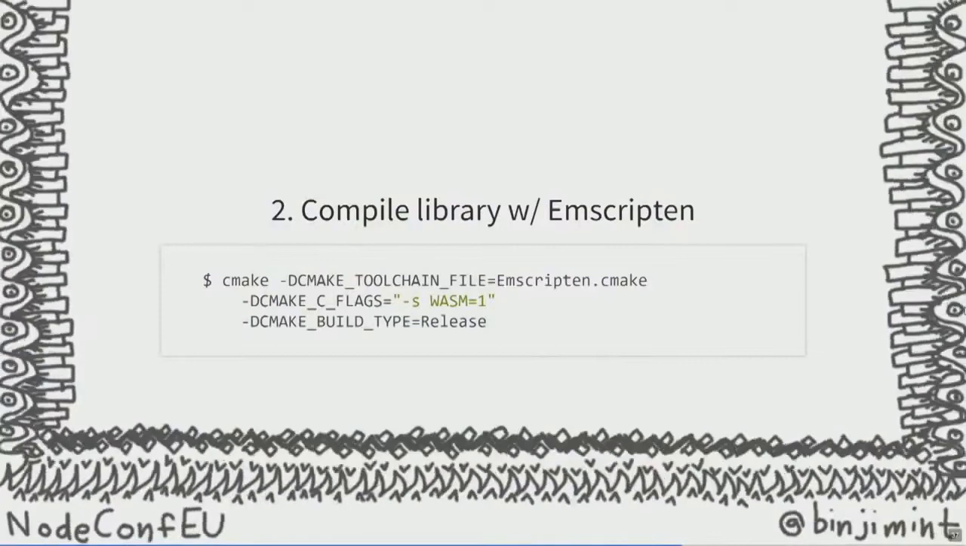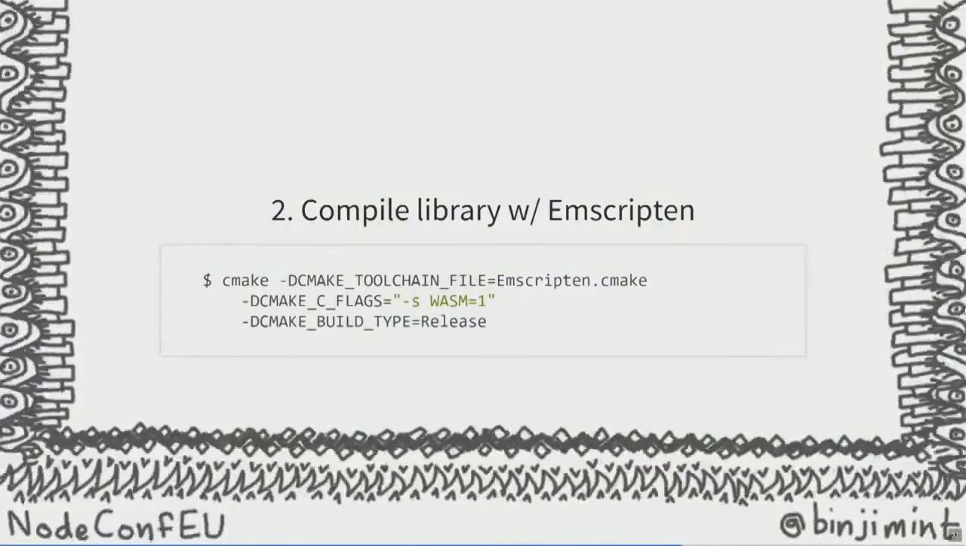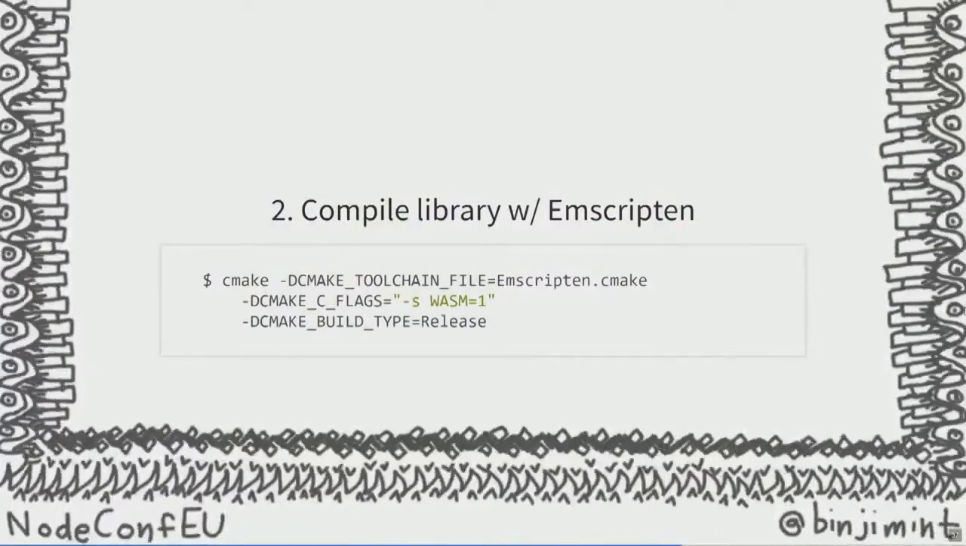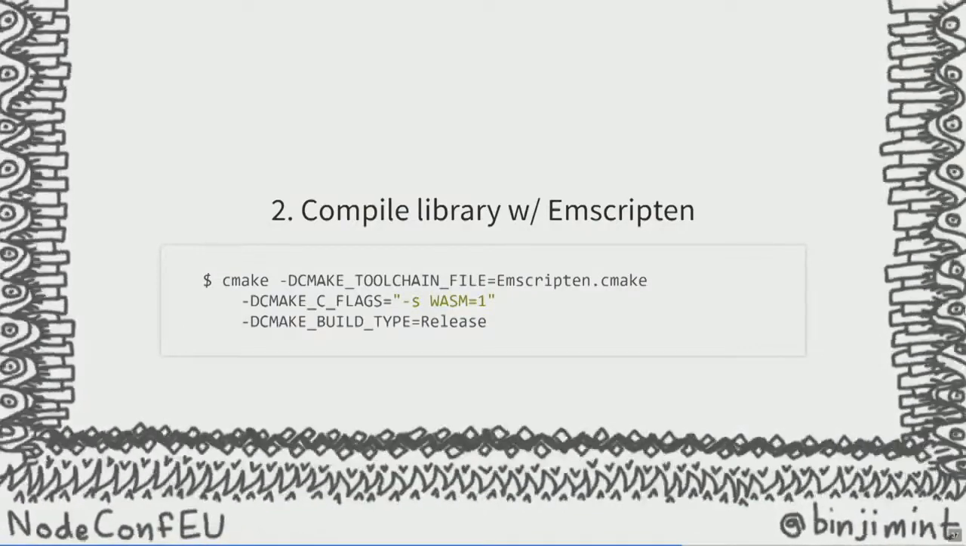Downloaded Brotli, just pulled it straight from GitHub. I compiled with Emscripten. I already had Emscripten set up, but it's actually really easy. If you just search for Emscripten, you can build it right away, or you can just download it and get access to it.